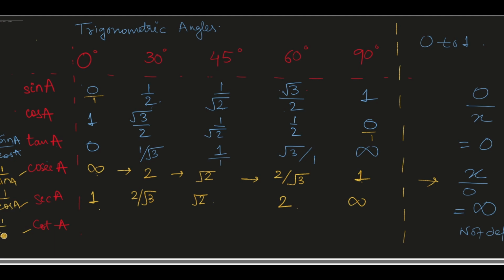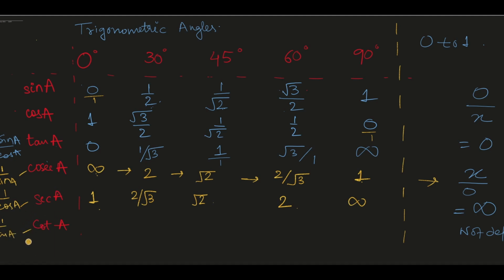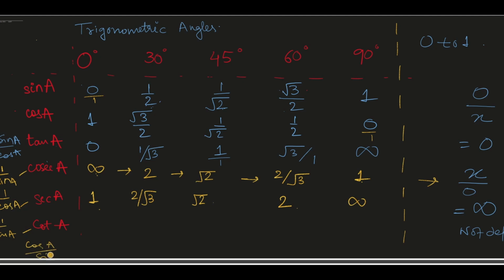Now cot is nothing but the reciprocal of tan. It is 1 by tan A, or we can say it as cos A divided by sine A, right?